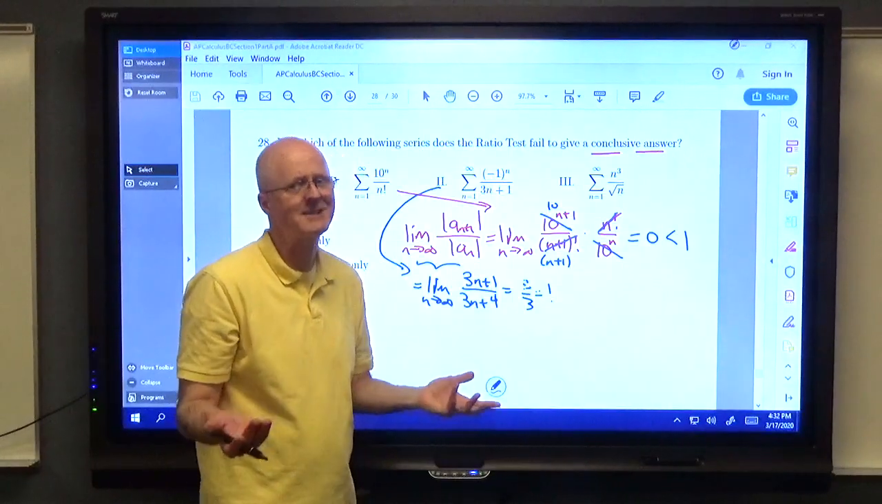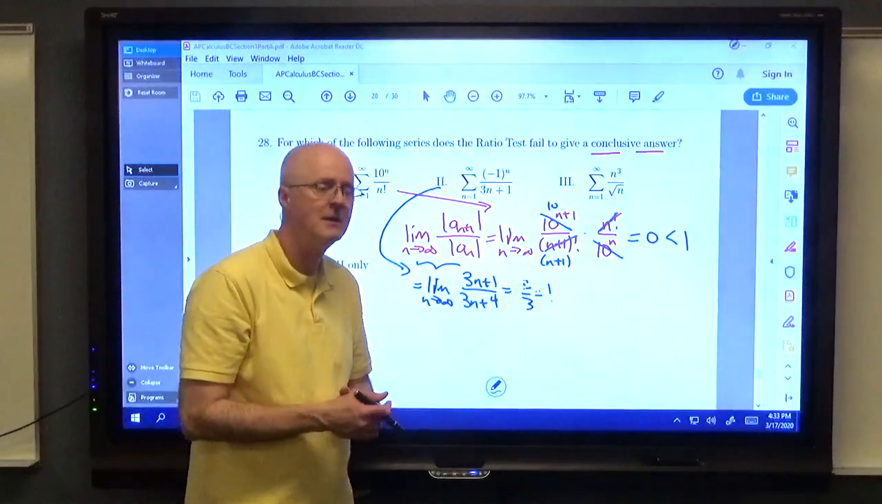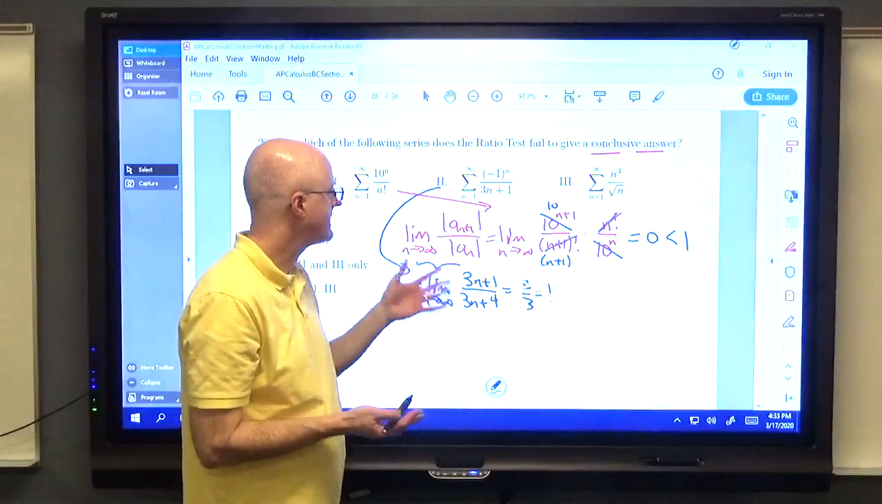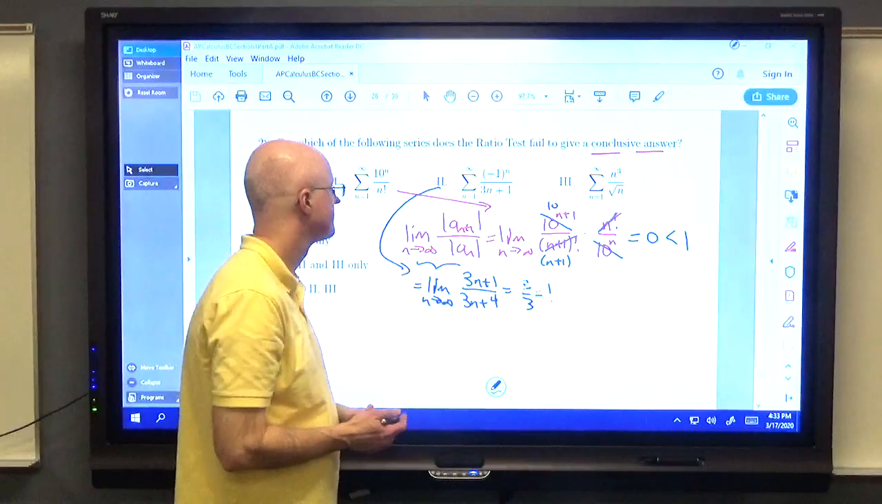The ratio test is actually a pretty weak test because it doesn't apply to as many cases as some other tests do, in a sense. This is an example where it gives no conclusion, though the alternating series test would tell you this series converges.